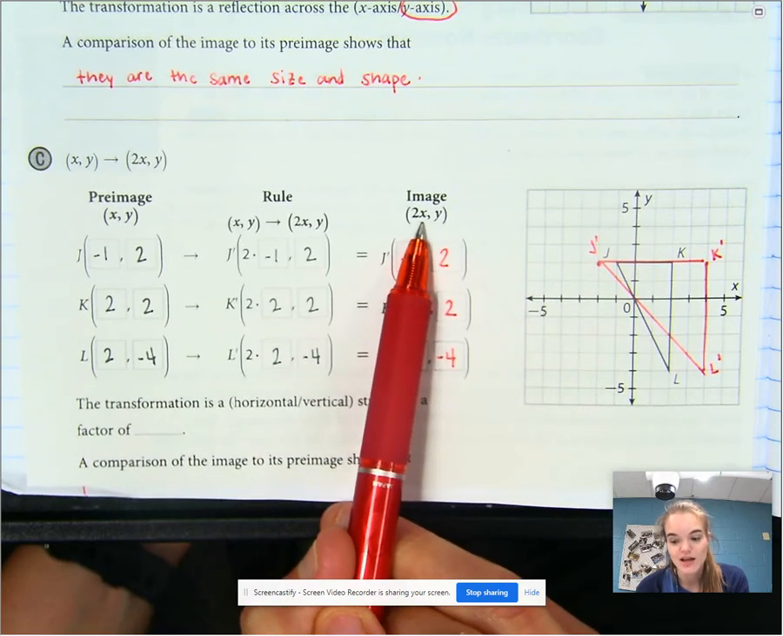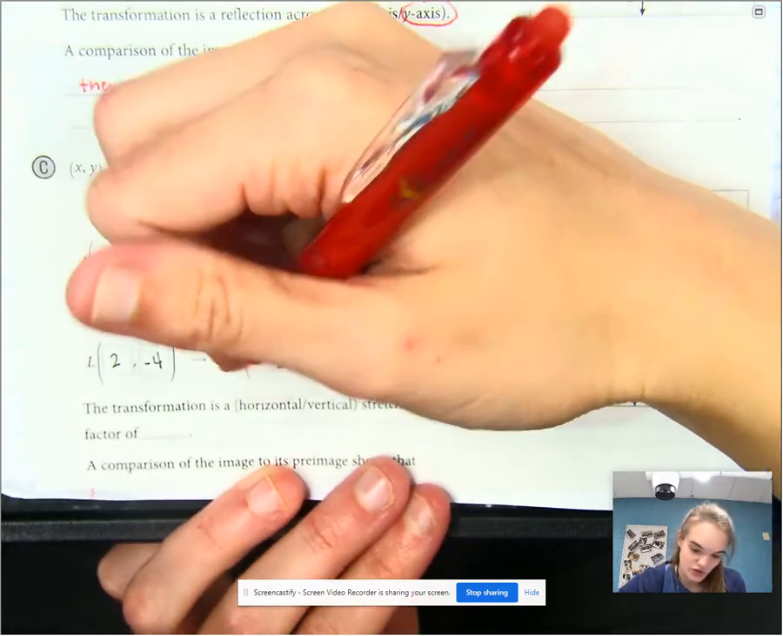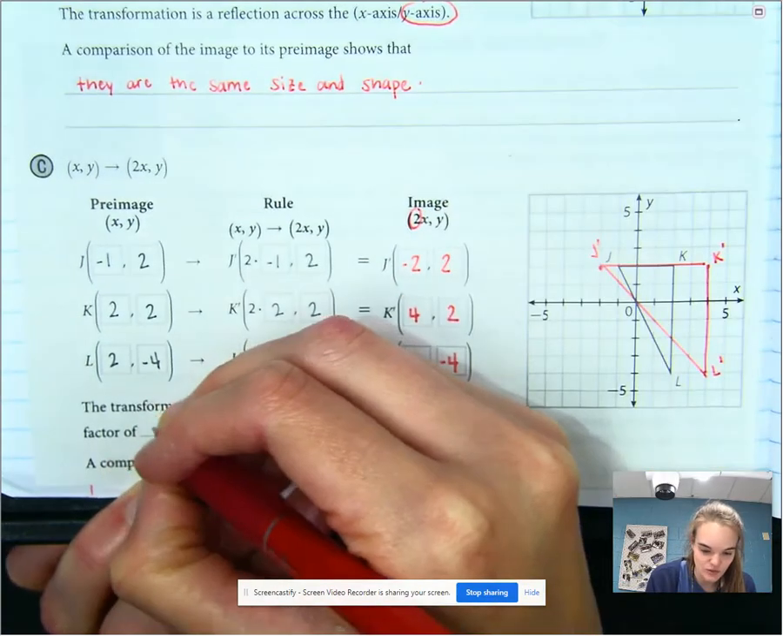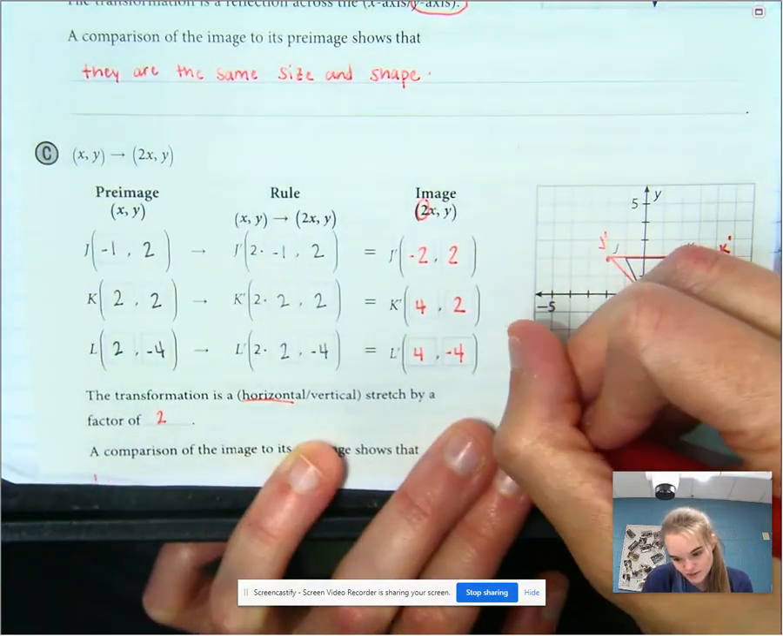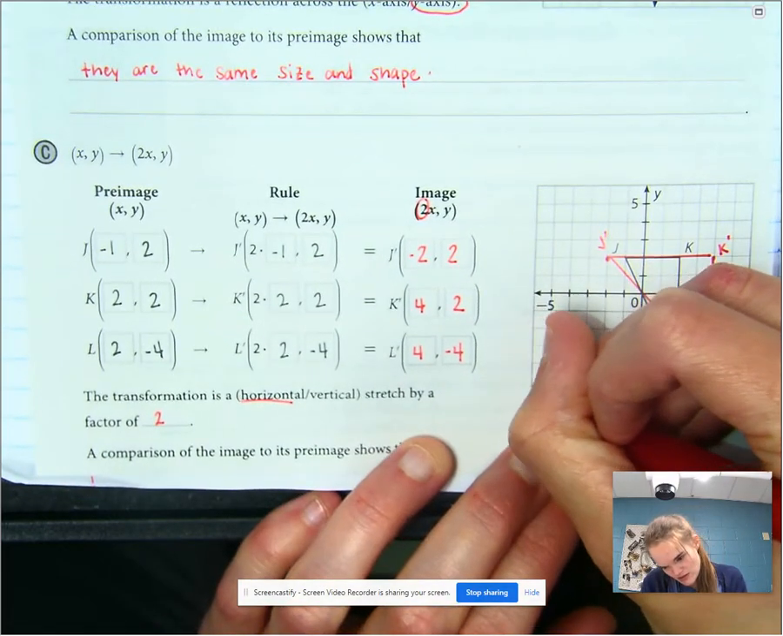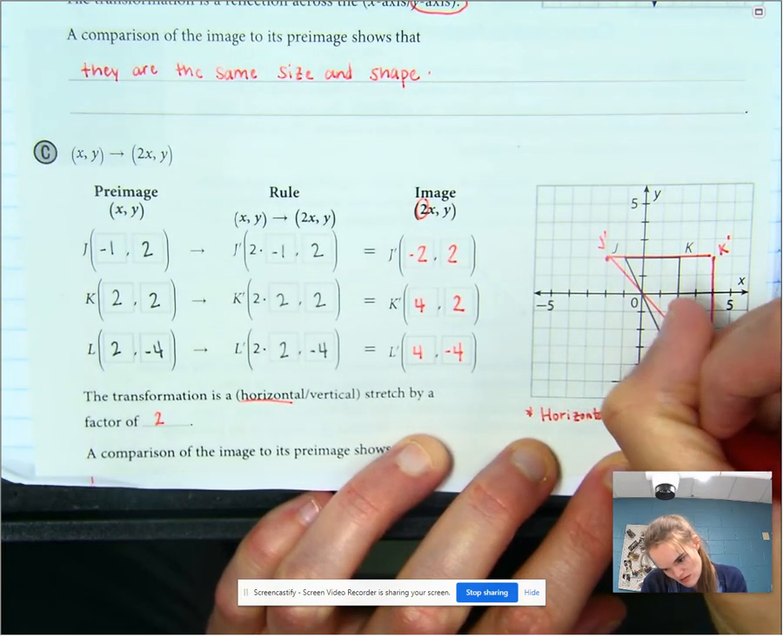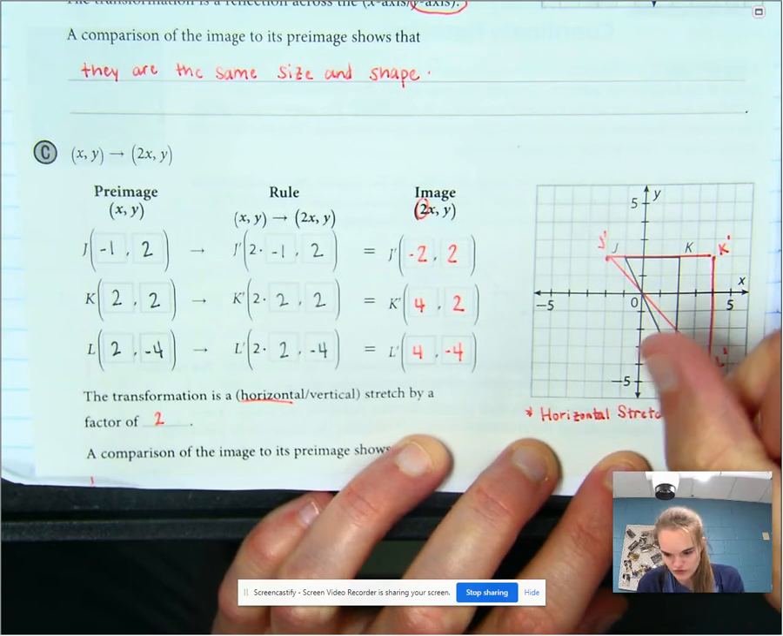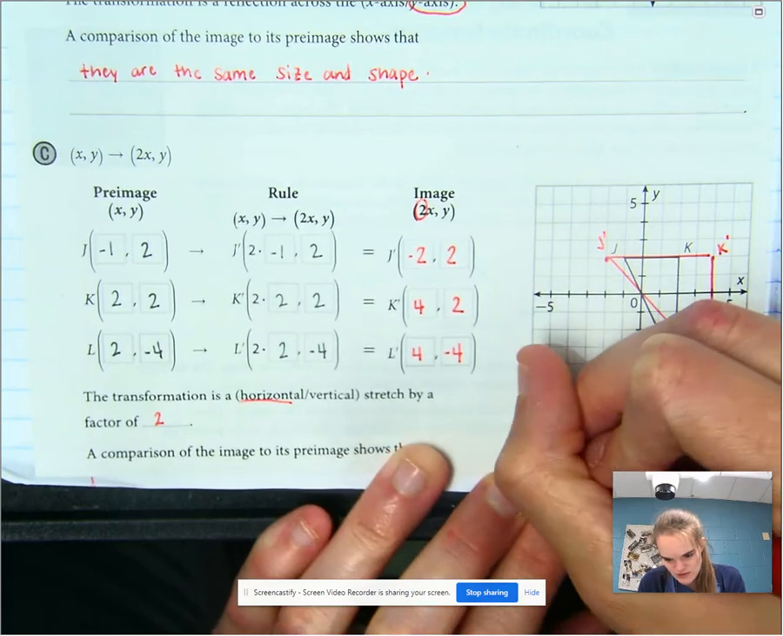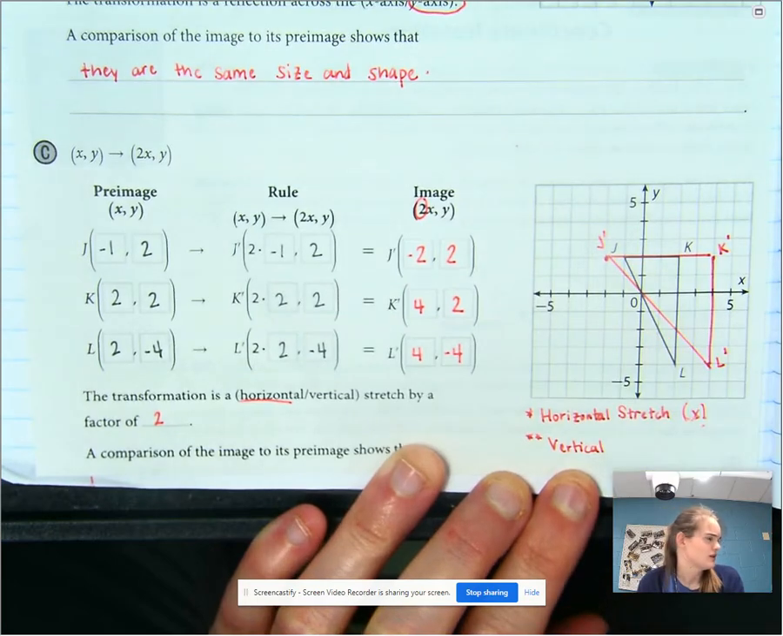That didn't happen here. Here, it stretches, but it got wider, so that is a horizontal stretch. This factor comes from this number right here, 2. Just to make a little note here, a horizontal stretch is x. A vertical stretch, you see this? Yeah.